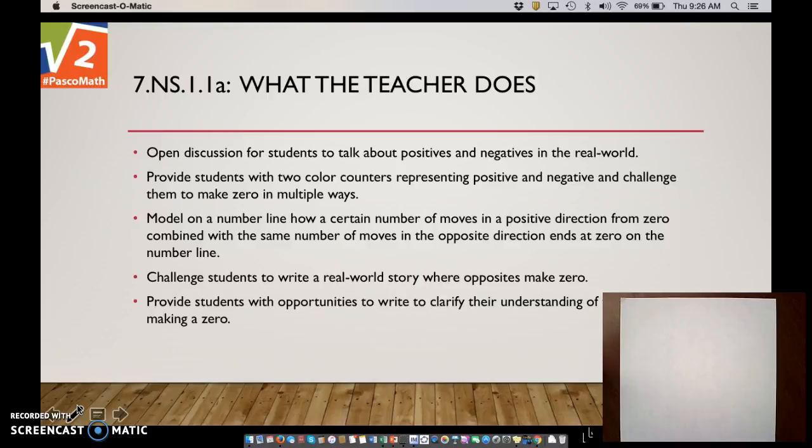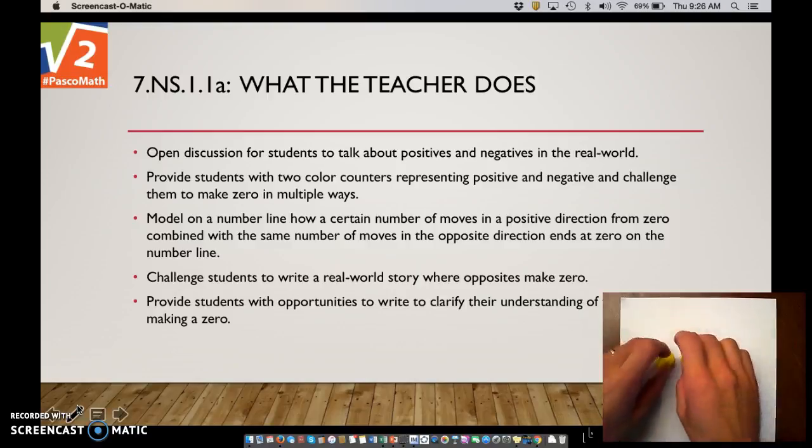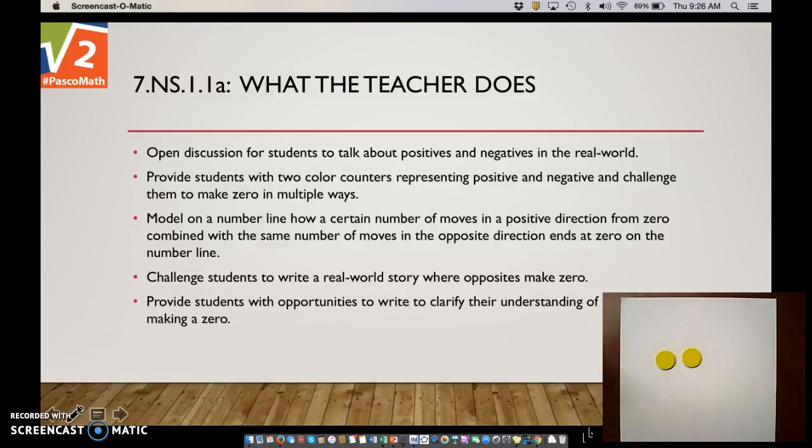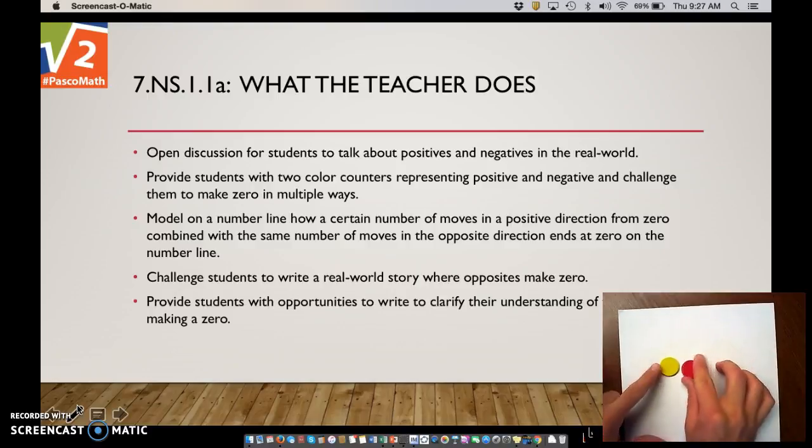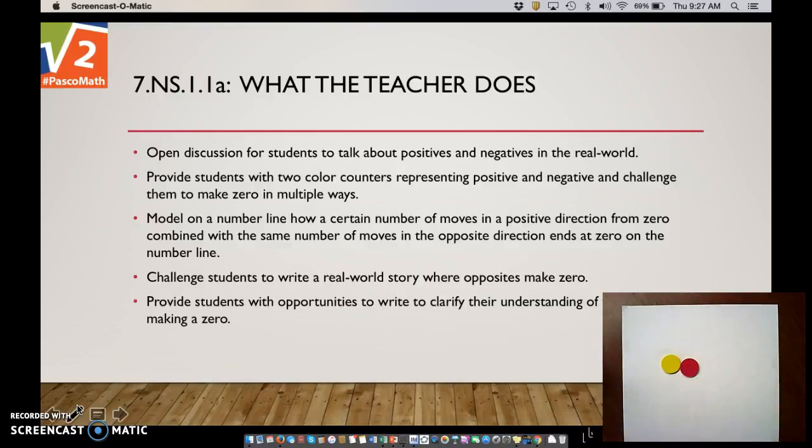Here, we can also provide students with two-color counters and challenge them to make zero in as many ways as they can. If we have two-color chips, yellow being positive and red being negative, we'd probably have to define that first: a positive one and a negative one combine to make a zero. And then we can also model, if we have a positive 2, then we need a negative 2 to make a zero. And have students create as many different representations of zero as they can.